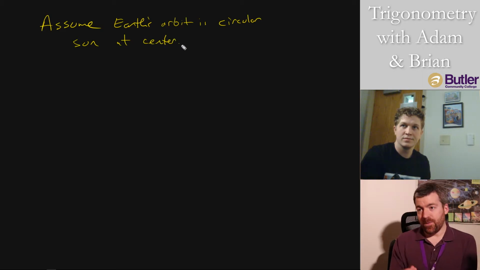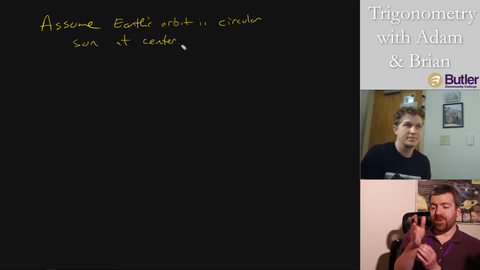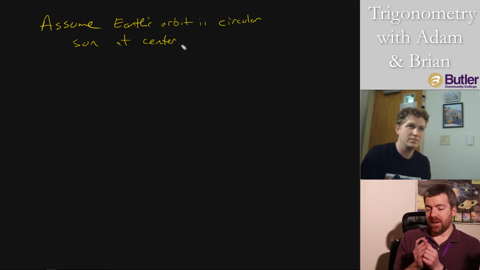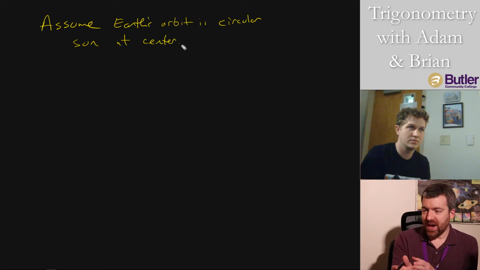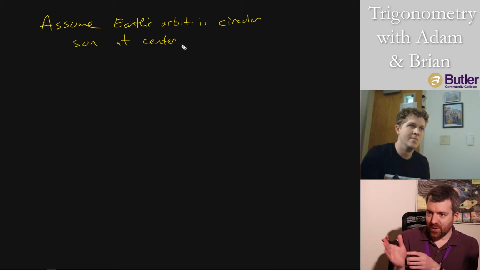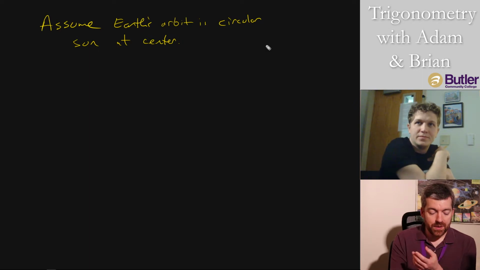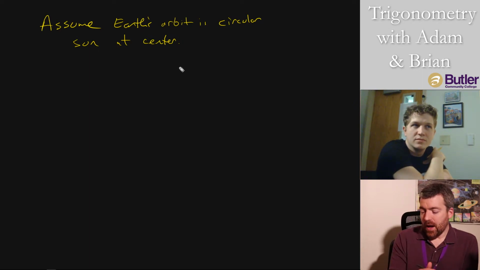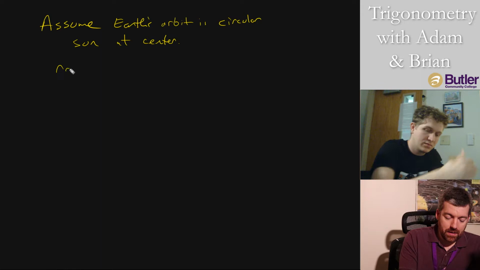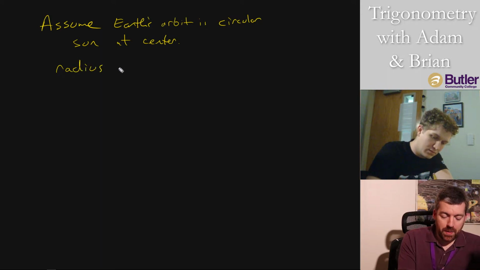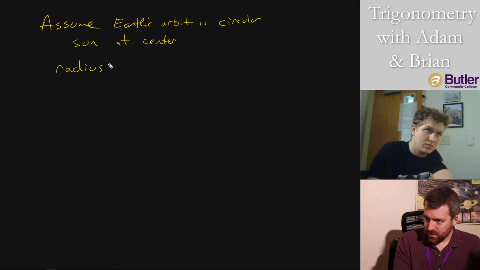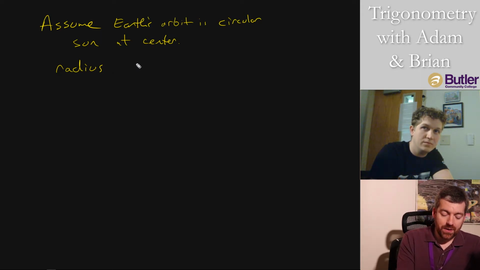If we were looking from the sun out to the Earth, that would be one of the sides of the angle, and then that sweeps out as the Earth orbits. So Earth's orbit is circular, the sun is at the center. The radius would be the distance from the sun to the Earth, and we're going to just take that as an even 93 million miles.